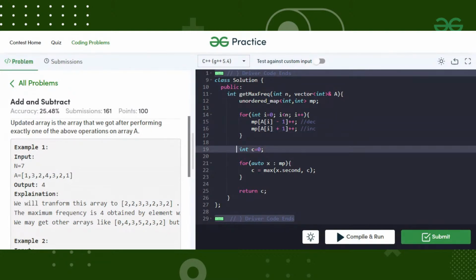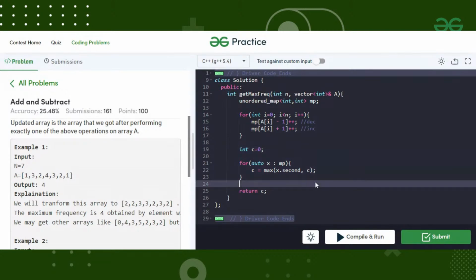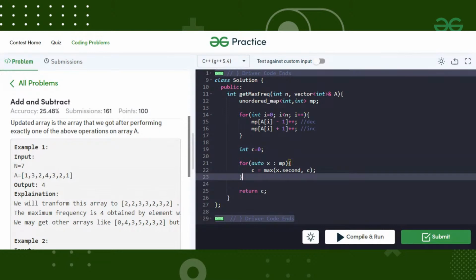And then at the end, iterate through the map and keep the maximum frequency that you are getting. That will be stored in x.second, right? x.second will store the frequency and x.first will store the character. So in this way, you can solve this question.